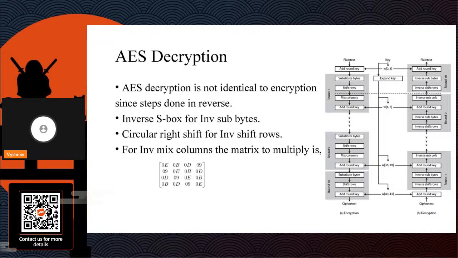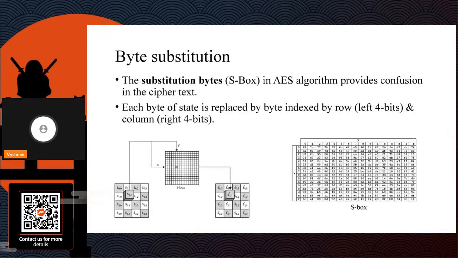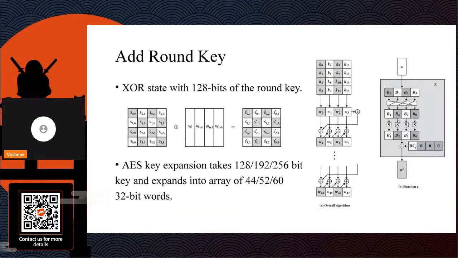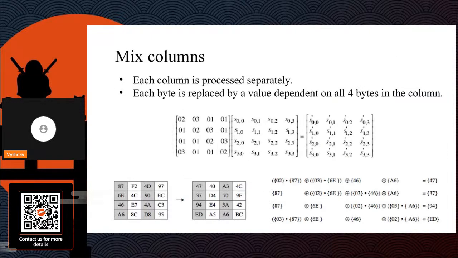Coming to AES decryption, AES decryption is not identical to encryption since the steps are done in reverse. Here, inverse S-box is used for inverse subbytes. So we have the S-box for byte substitution. For inverse byte substitution, we have the inverse S-box. That is also pre-calculated. As we already discussed, circular right shift is used for inverse shift rows, and for mix columns we use a different matrix.